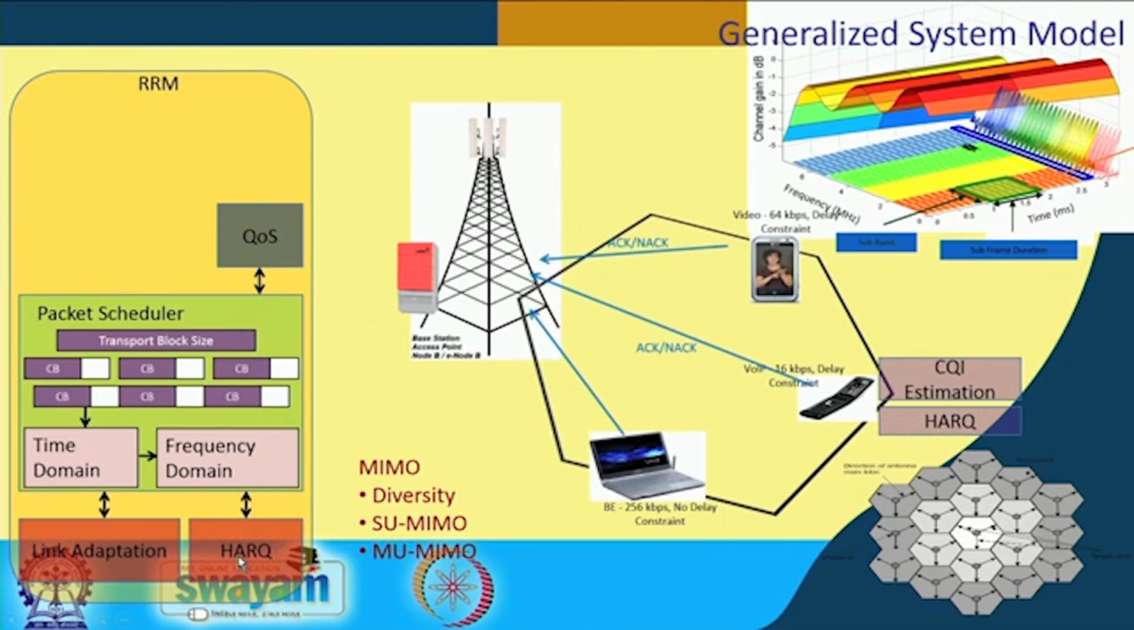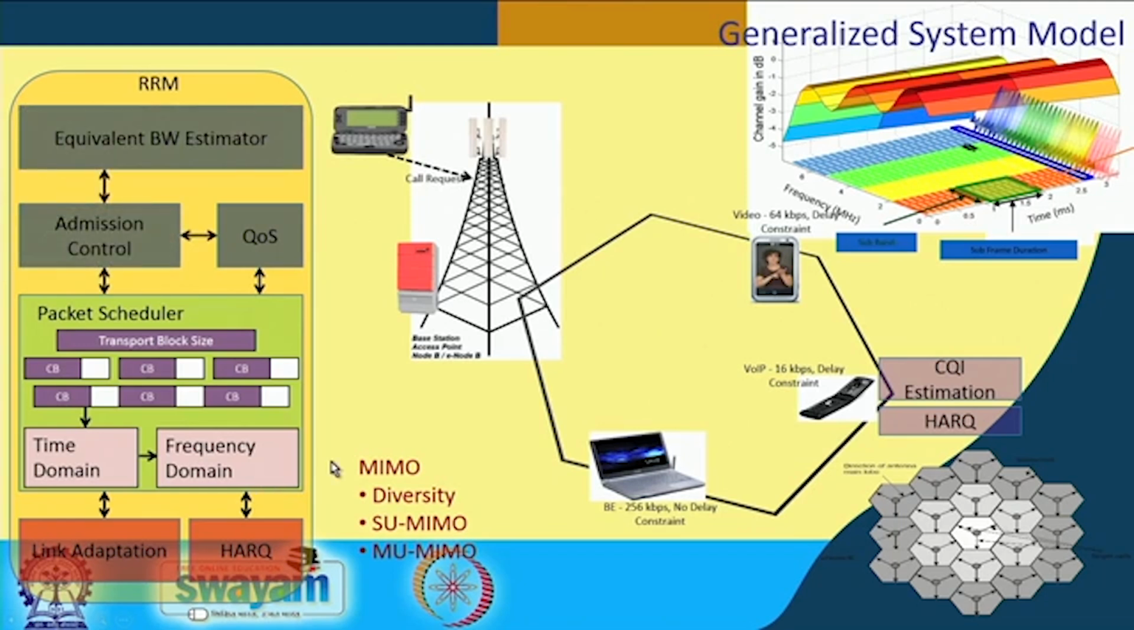Then there is the HARQ mechanism, which we have earlier talked about, that is hybrid automatic repeat request, and all these features are used along with admission control and QoS management. So, what it means is that the high level mechanisms of admission control and QoS management do consider all these events that are happening at the lower layer.